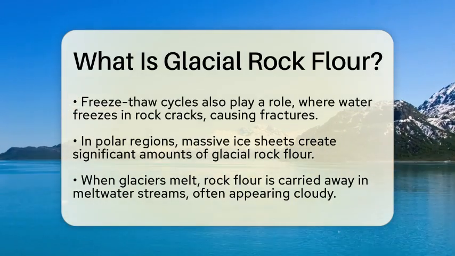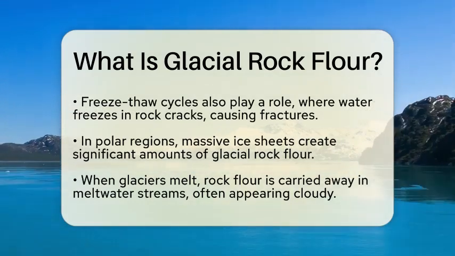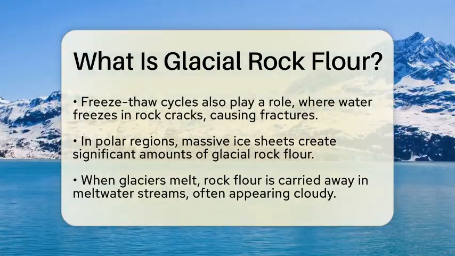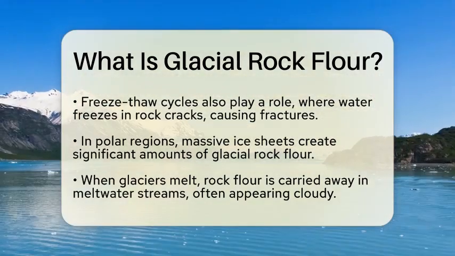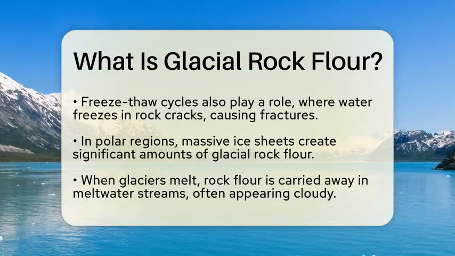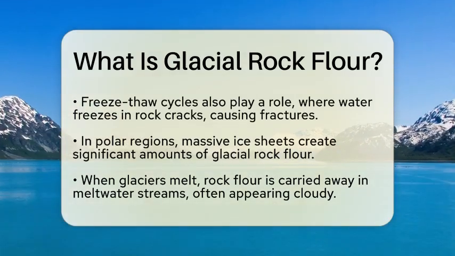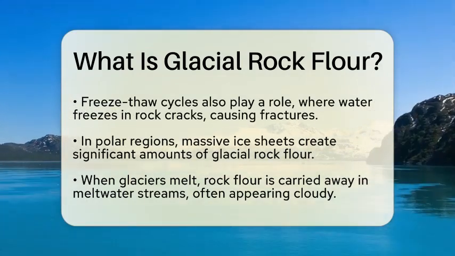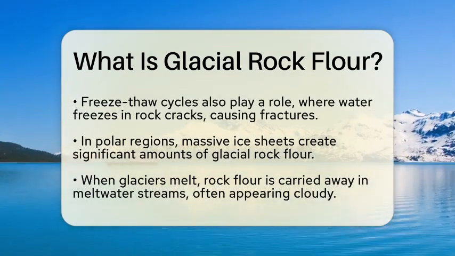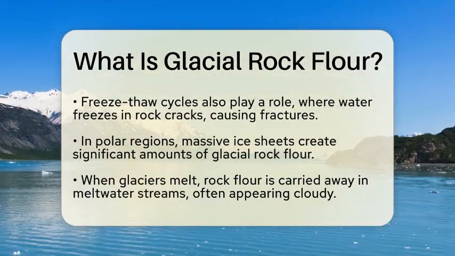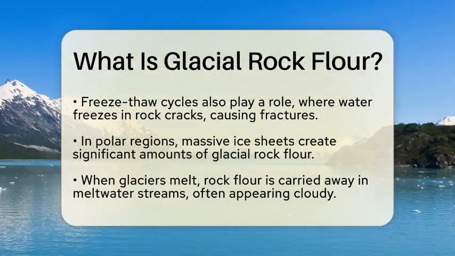In polar regions, glacial rock flour is a direct result of the massive ice sheets that dominate the landscape. As glaciers erode the underlying rock, they produce vast amounts of the sediment. When glaciers melt, the rock flour gets carried away in meltwater streams, which often appear cloudy or milky due to the suspended particles. This phenomenon is sometimes referred to as glacial milk.